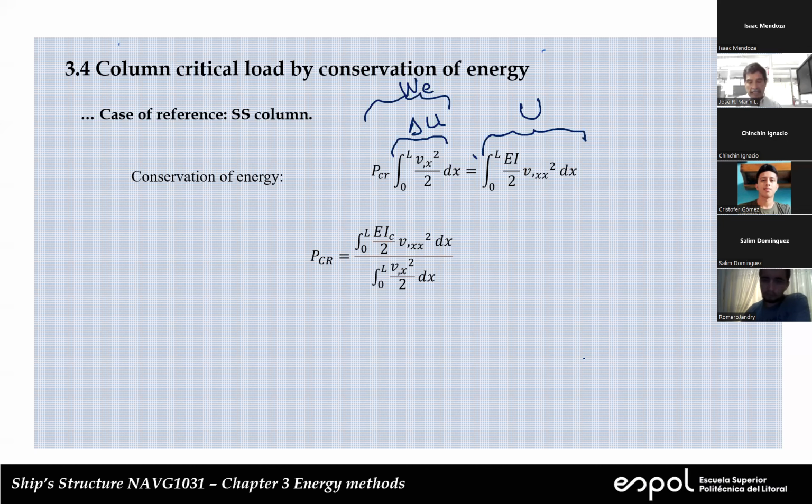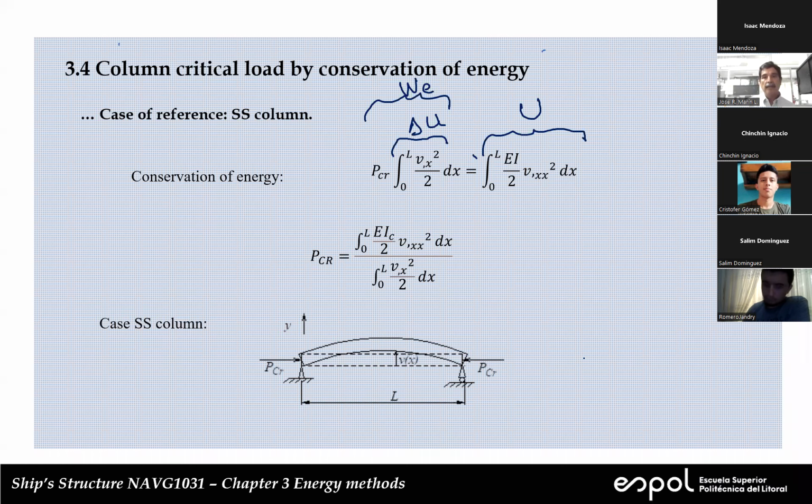Okay. Now the classical case, as we said before, is the simply supported column. So it's simply supported on both ends. The solution of that, you can remember from your solid mechanics class, is the sinusoidal. Specifically for this case, the solution is the sinusoidal. So that's the solution.